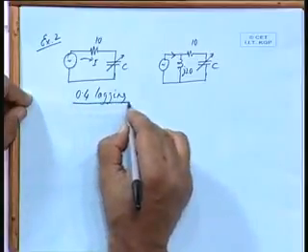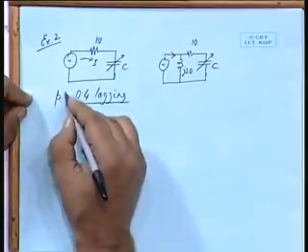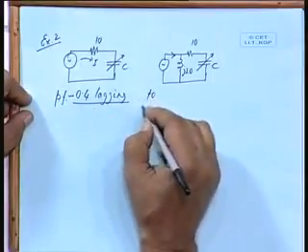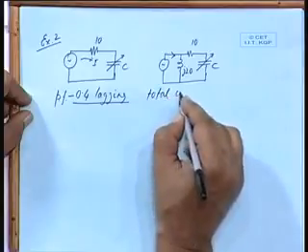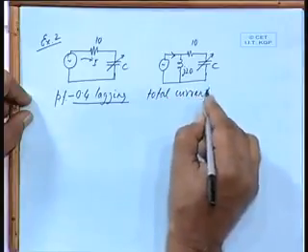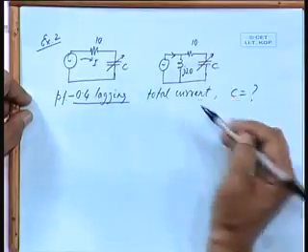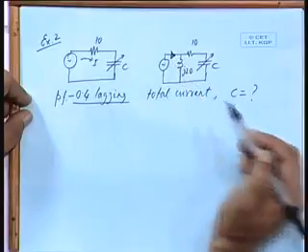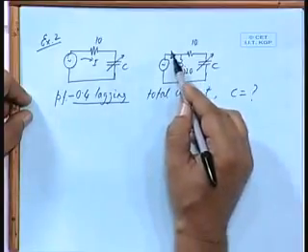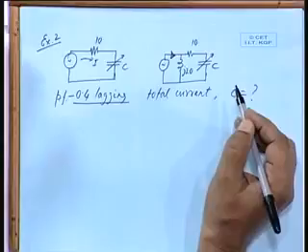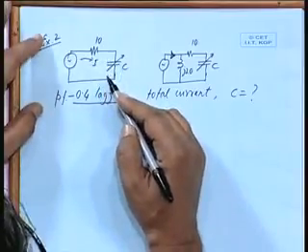For 0.4 lagging power factor, total current, for the total current, what is the value of C? Question is, for what value of C will this total current I have a power factor of 0.4 lagging? Have you understood the question? So, let us try to find out the locus of this first.